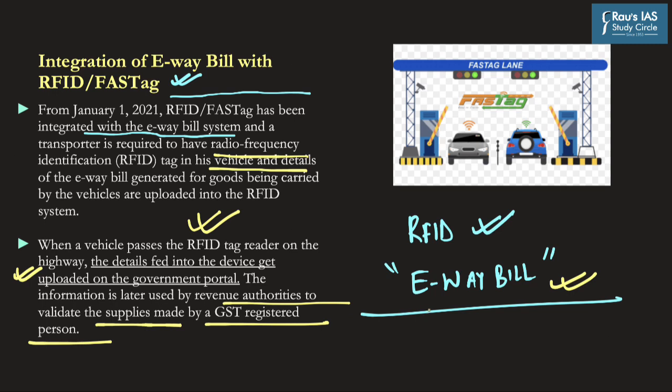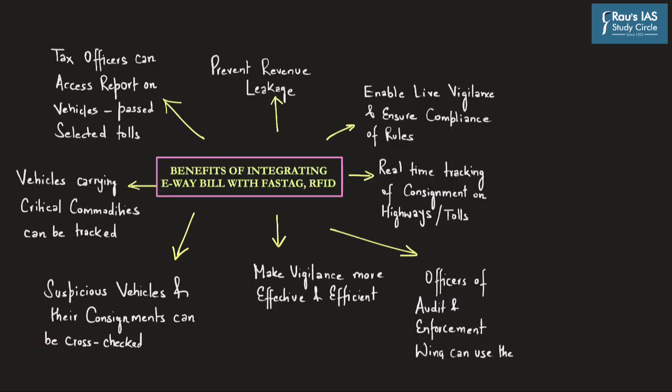So this is how integration of e-way bill helps the revenue officers, as all the data pertaining to the travel of a particular consignment of goods in a particular vehicle gets uploaded on the government portal. So in this regard, let's go through some of the important benefits with respect to integration of this e-way bill with FASTag and RFID. So the first benefit highlighted here is with respect to real-time tracking of consignment on highways through tolls, as it also enables live vigilance of such consignment which is being transported from one state to another, and overall it also ensures compliances of rules.